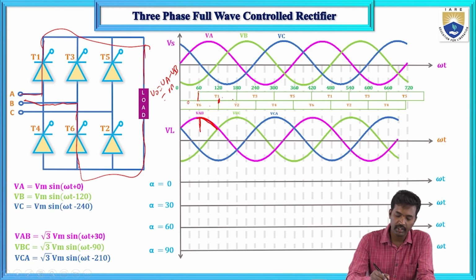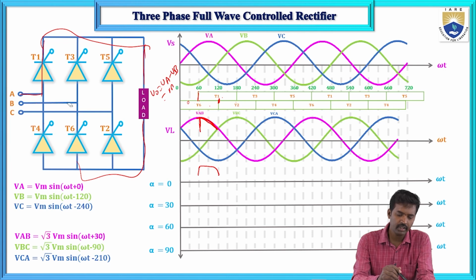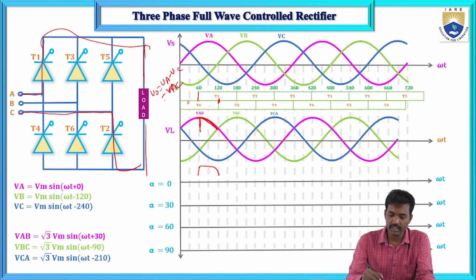So from 120, T1 and T2. I will draw it here. T1 and T2 will conduct, so that is VA minus VC. That is VAC. Now VAC means this is the VCA, so VAC means this one. Between these two, opposite to this one, this one. It starts here, so this is the case.